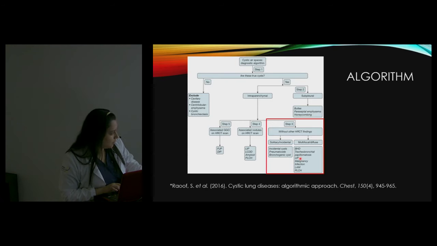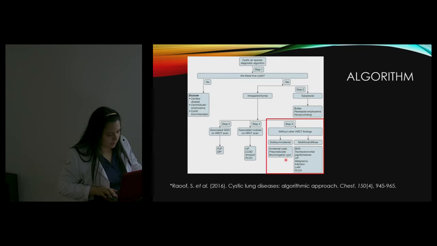Another pathology to consider is tracheobronchial papillomatosis, lymphoid interstitial pneumonia, malignancy, infection, lymphangioleiomyomatosis, or also the solitary incidental lesions, which include, as I told you, mainly incidental cysts.